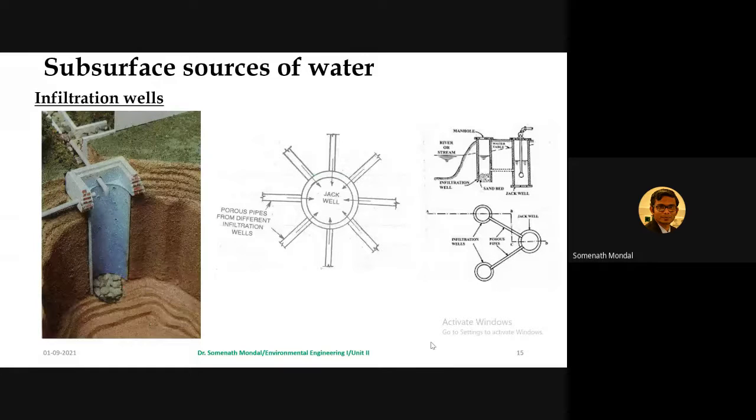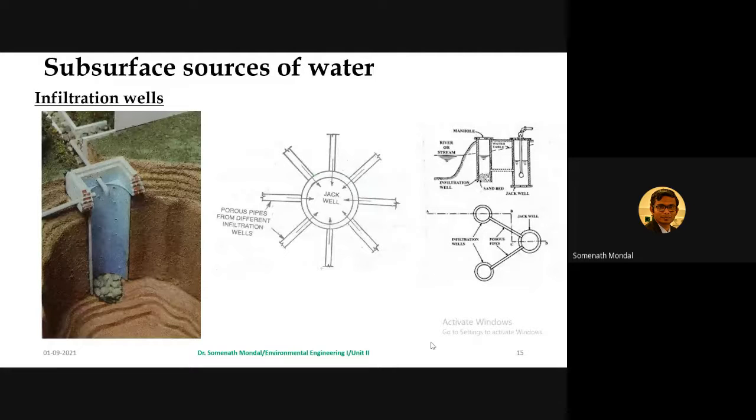Now, manholes are always placed. You can see in the top right-hand side photo that the manhole is provided in the top cover to inspect those wells. The water filtrates through the bottom of such wells, and as it has to pass through the sand bed, it gets purified to some extent. The infiltration wells in turn are connected by porous pipes to a collecting sump called the jack well, and then the water is pumped to the purification plant for further treatment.